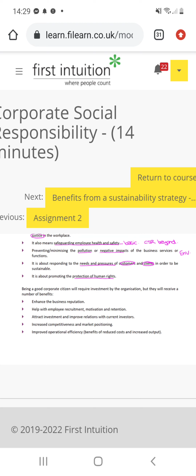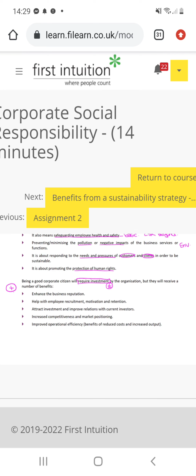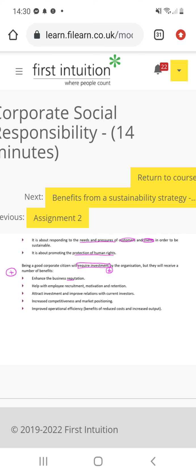Being a good corporate citizen will require investment. We need to invest money on the organisation's behalf into corporate social responsibility. It's not free and it also does take time, but an organisation can reap a number of benefits from investing in CSR. It can help enhance the business reputation. We're doing the right thing by the world. It can help with our trade, it can help with our business. And we're willing to pay that little bit more for it to have organic or ethical or environmentally friendly products.